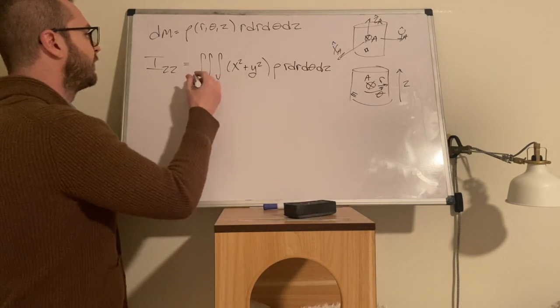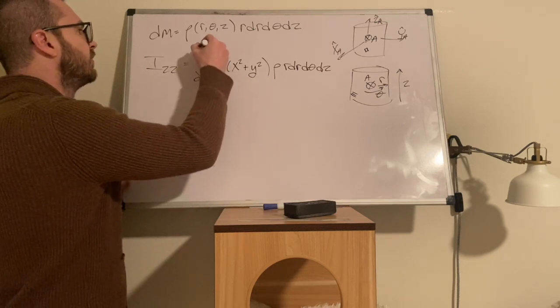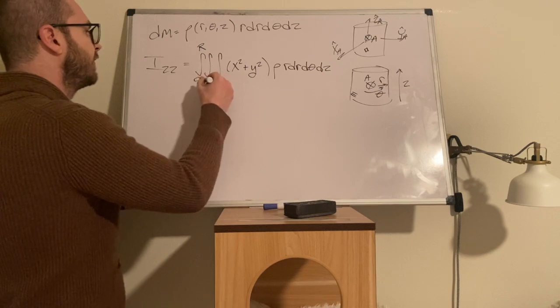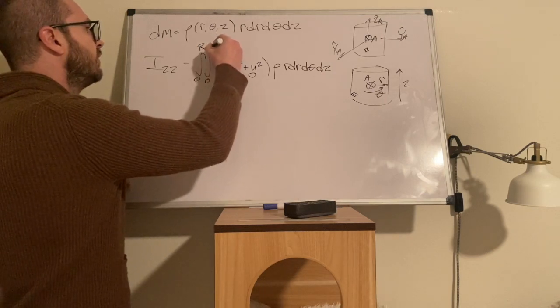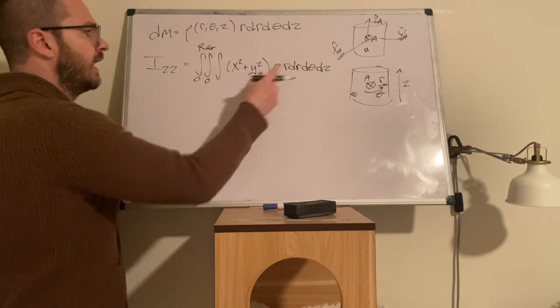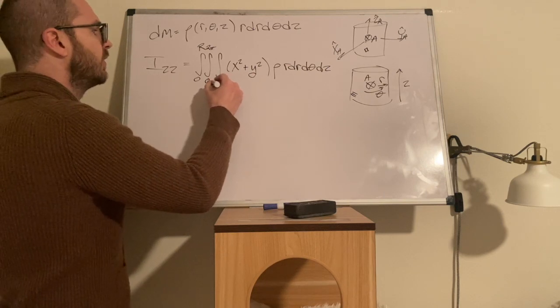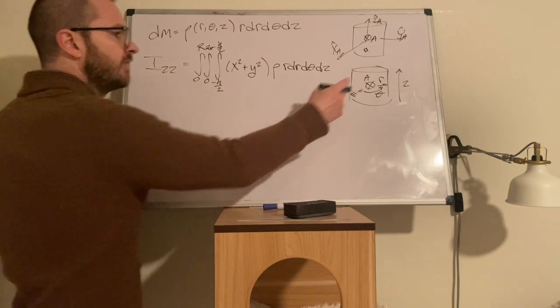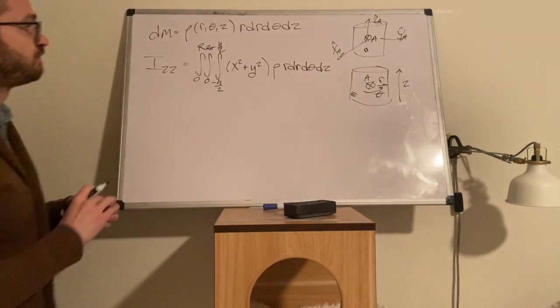The bounds for the radius, let's go 0 to capital R. We'll use that for the radius. For theta, we're going to go around, so 0 to 2 pi. And then for z, we're going to go negative h over 2 to h over 2. We'll start at the center of mass and we'll split it.